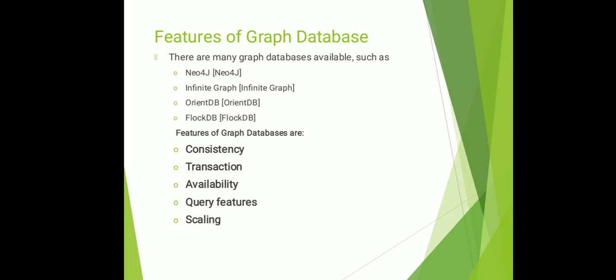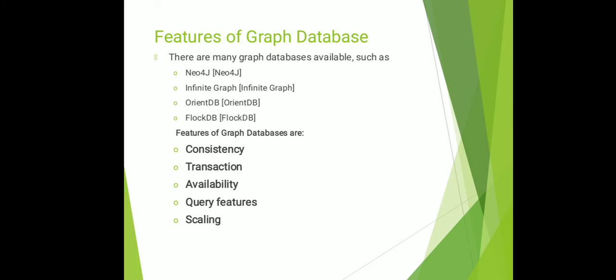For example, many graph databases are available, like Neo4j. Infinite Graph is also a graph database, as are OrientDB and FlockDB. So these are the 4 popular graph databases. And in this module we have taken Neo4j as an example database for discussing graph databases.